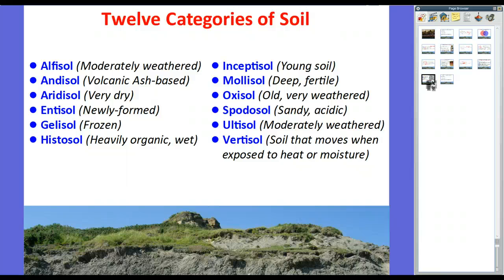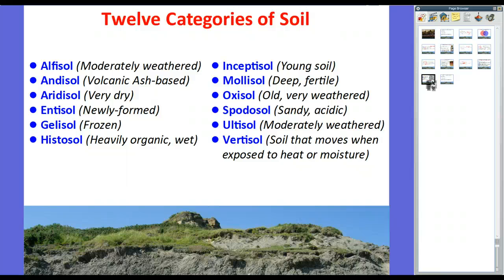Inceptisol is young soil. Where we would be at, we would consider it a type of inceptisol in some places. Mollisols are deep and fertile soils, which you would sometimes find in the Great Plains, where there's a lot of farming going on. Old and very weathered soils, which are oxisols, those aren't really used for farming because there isn't a lot of organic material in them. Spodosols are sandy and acidic. They don't support a lot of life, or large life, and they're found in spots in Louisiana.